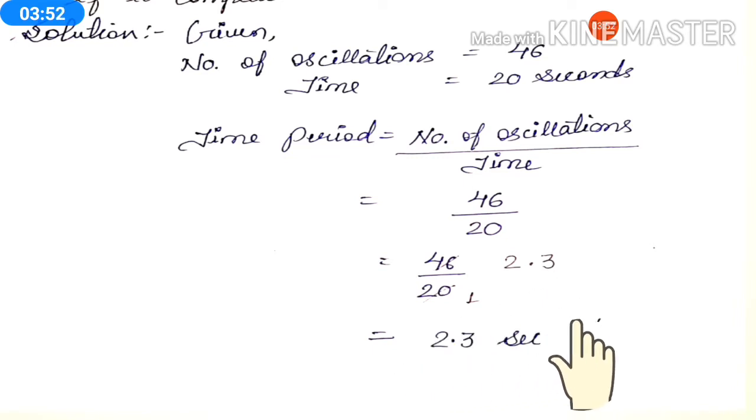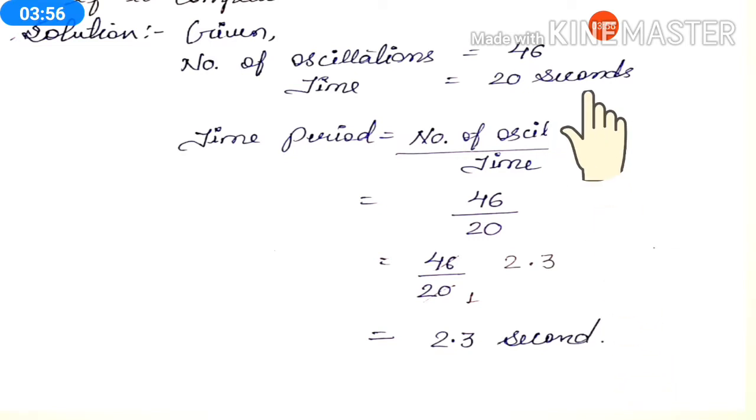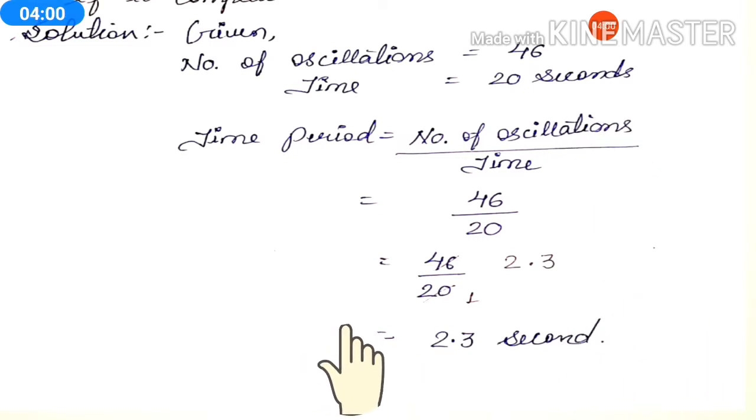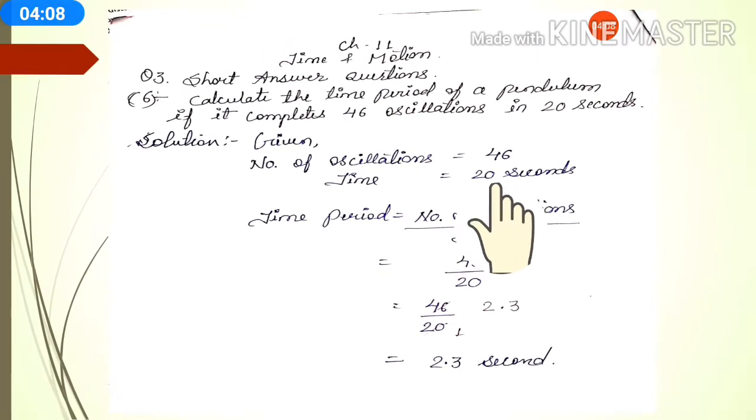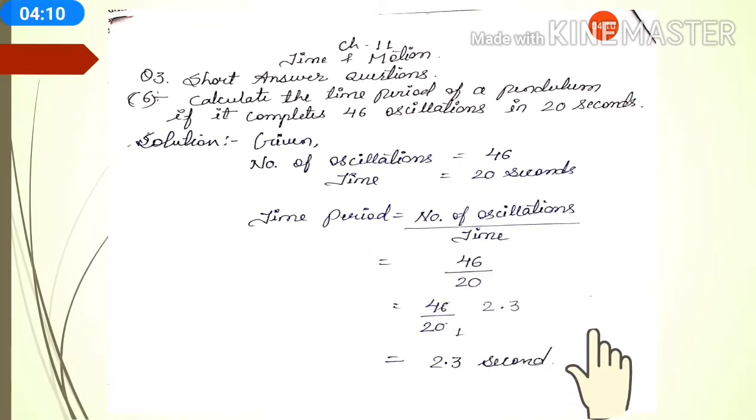So 2.3 seconds, because we are finding time, and time is given in seconds, so here also the time is in seconds. It means the time taken to complete one oscillation is 2.3 seconds. That is why the time period of this pendulum is 2.3 seconds. Okay, clear?